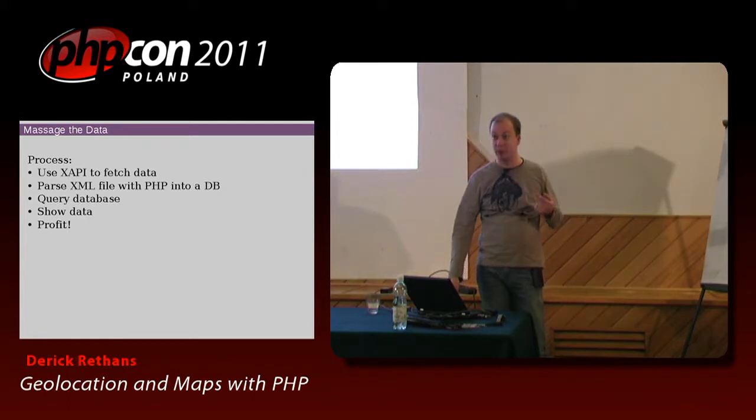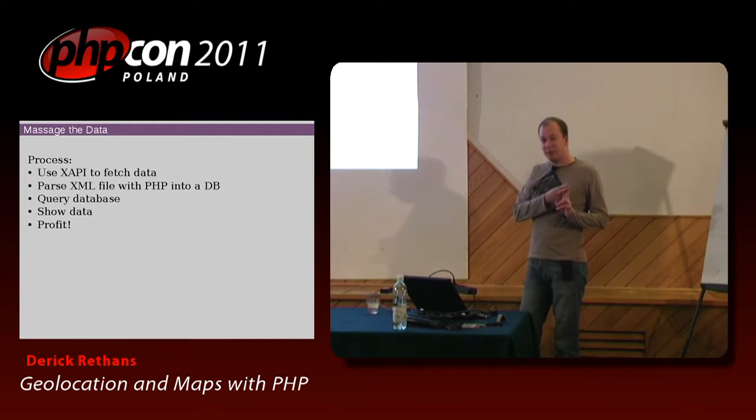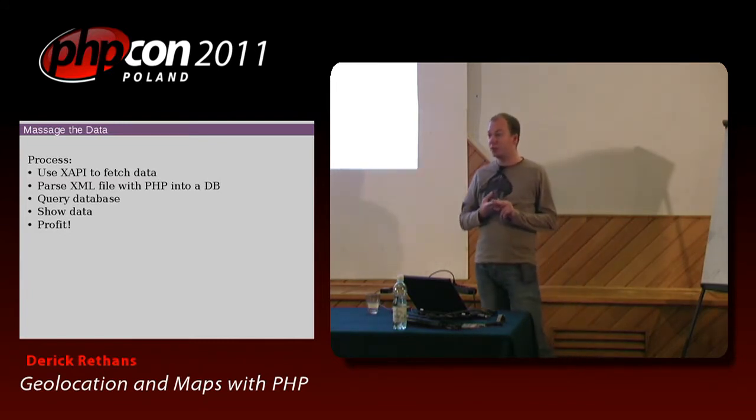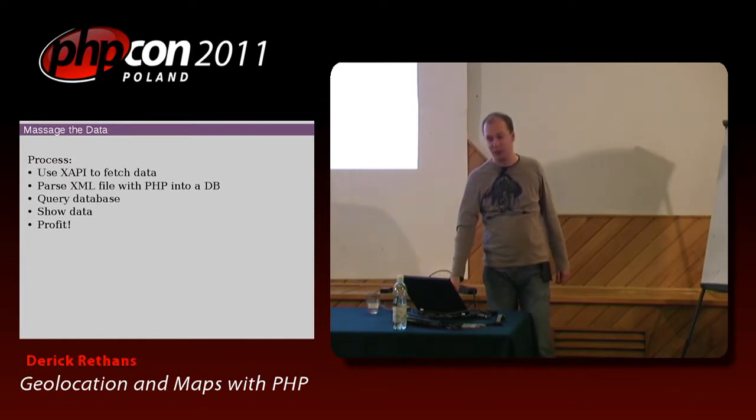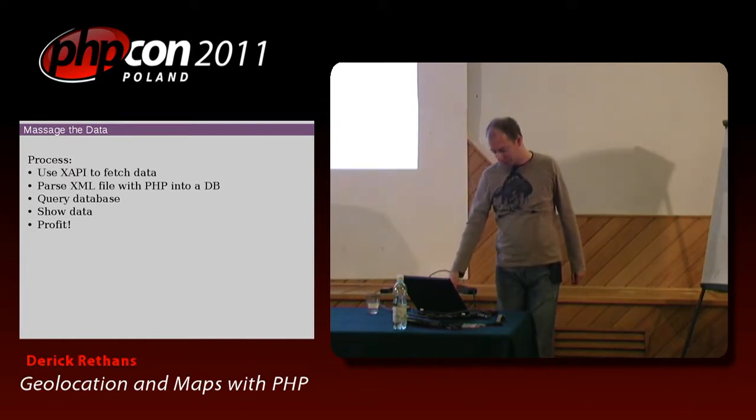And the cool thing is that you can, of course, process this XML and do something with it. So that's what I did. I'm using XAPI to fetch the data. I parse the XML with PHP into a database. So I parse the list with all the pubs in the XML file into a database. I'm going to query the database, show the data, and we make some profit. In this case, it's not really profit, but pretty images, I hope.